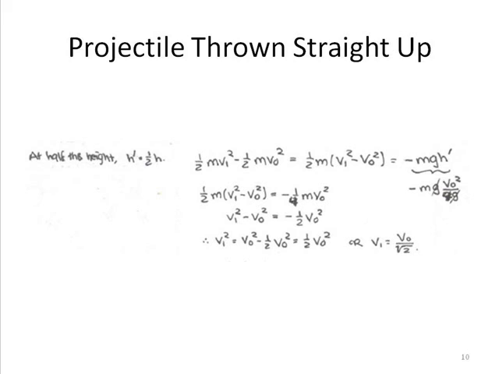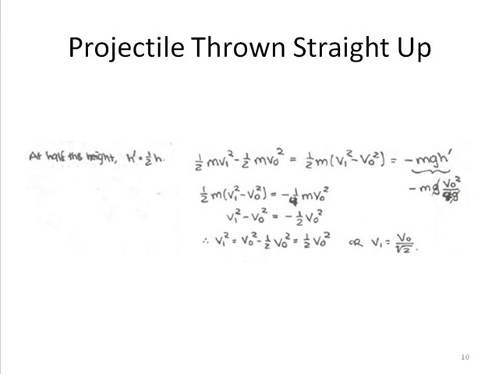Now, we've seen that the total height is related to the initial speed by h equals v0 squared over 2g. Since h prime is halfway up to the maximum height, that's equal to v0 squared over 4g. So let's substitute into this expression. The g cancels out, and so we're left on the right hand side of the equation with minus 1/4 m v0 squared. That gives the expression on the second line.